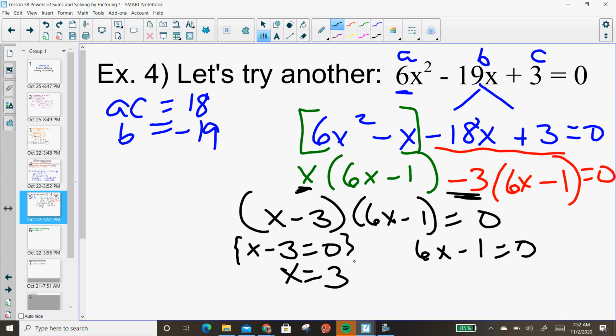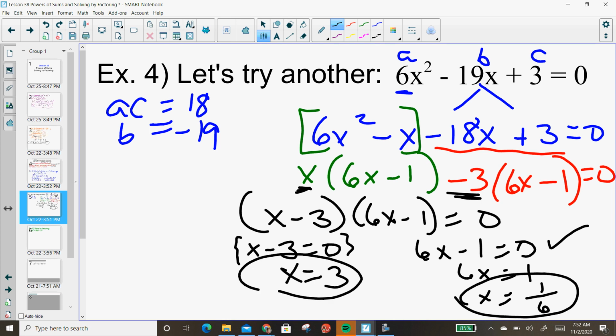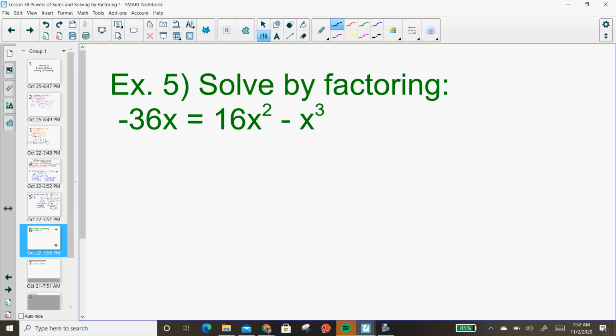Now this one, I don't really care if you wrote this part or not. This one, it's a little bit harder, and I don't want to see you guys making silly mistakes, so I would like you to write one out like that. So then you can say 6x is 1, divide both sides by 6, and x is the fraction 1/6. Does everybody feel okay there? Okay, this one.